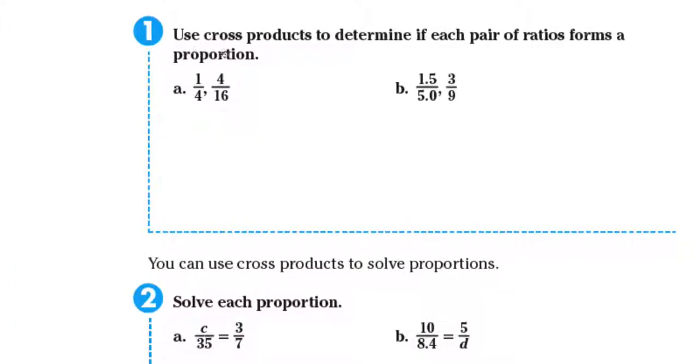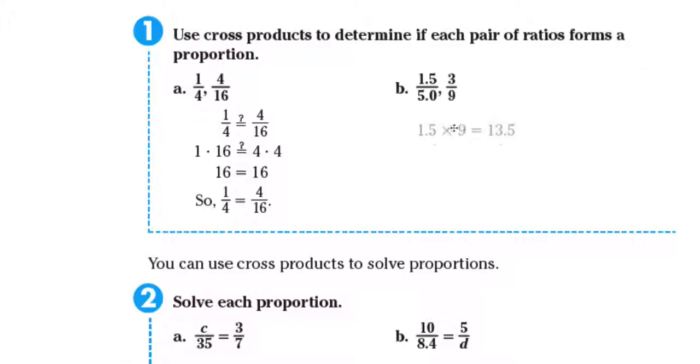In example 1, use cross products to determine if each pair of ratios forms a proportion. First, 1/4 and 4/16. We want to find out if they're equal by finding their cross products. Is 1 times 16 equal to 4 times 4? The answer obviously is yes. So 1/4 is equal to 4/16.